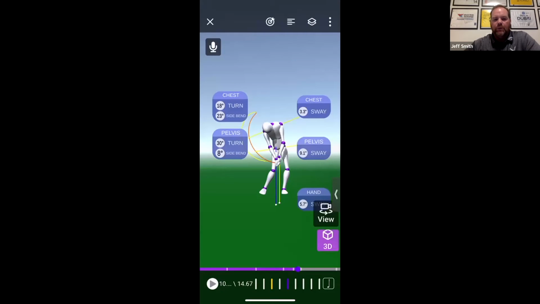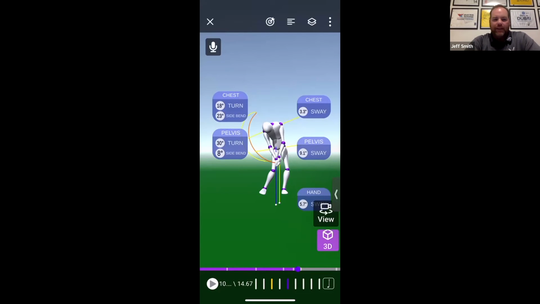with the club. So when you think about it, the only connection that we have to the club is through our hands, and our hands are applying forces, and there's torques occurring, and those things are largely happening because of the way that our body is rotating, the way that our body is tilting, and the way that those body segments, specifically the pelvis and the torso, are swaying.